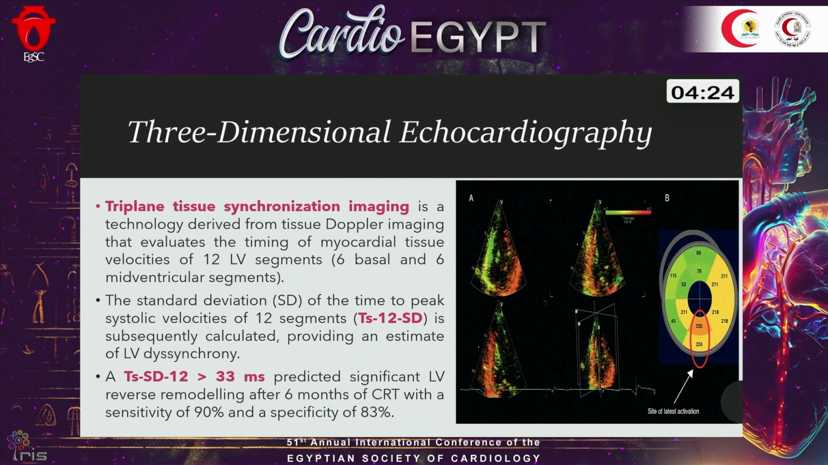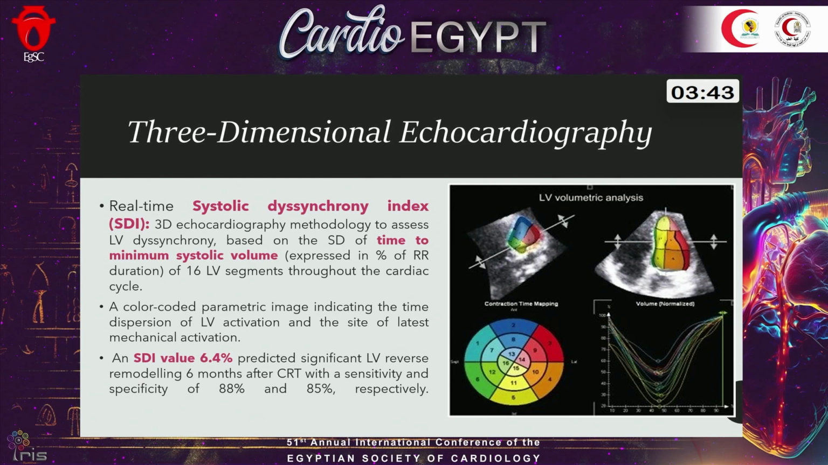What about 3D? There are multiple modalities for assessment of speckle tracking by 3D. One of them is triplane tissue synchronization imaging. This is tissue Doppler in 3D assessment of peak systolic time to peak S wave, 6 basal and 6 mid segments. The standard deviation of this time to peak indicates tissue synchronization imaging, which if more than 33 predicted significant LV reverse remodeling after CRT implantation. Also, the systolic dyssynchrony index real time.